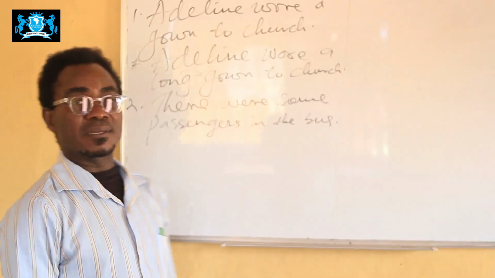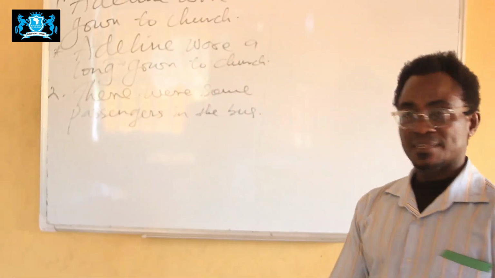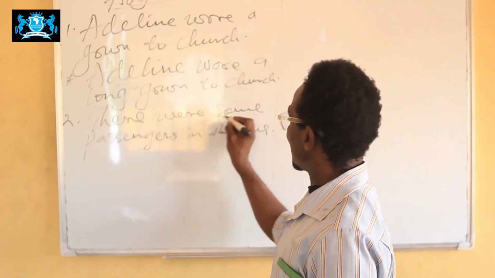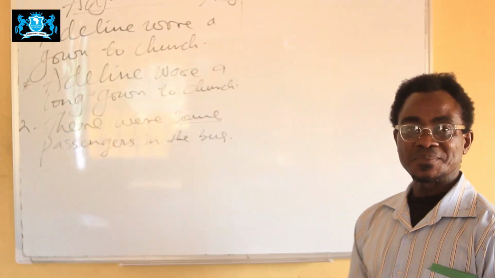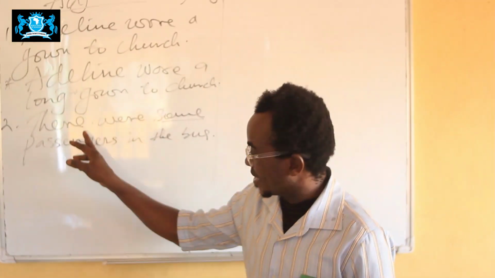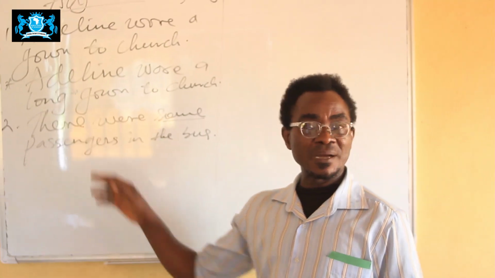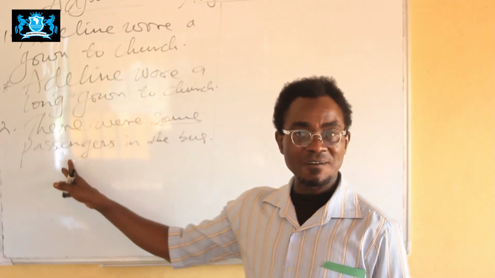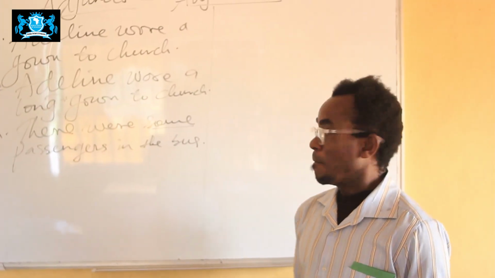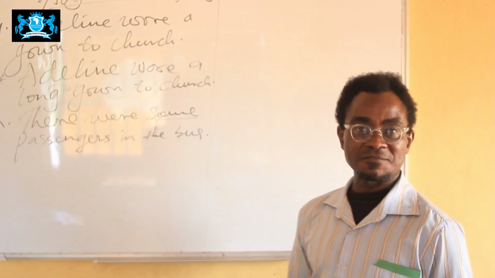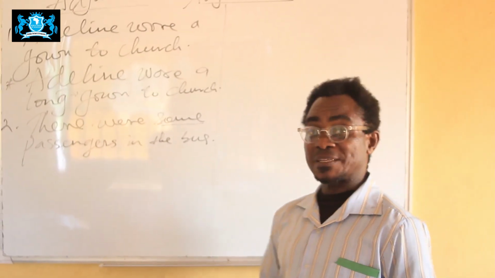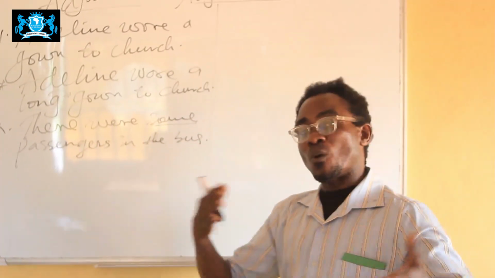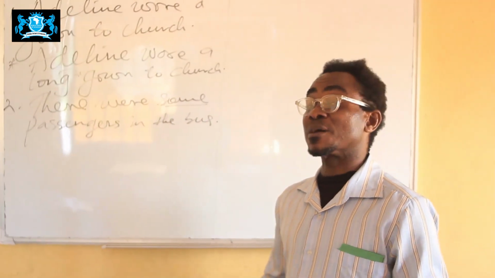It says, there were some passengers in the bus. We might as well say, there were passengers in the bus without some. But when we say some passengers, we give extra information about the noun passengers. So the word some qualifies the noun passengers. But this is not just an adjective. It doesn't just tell us more about passengers, it tells us about the number. It gives us an idea of quantity. Some passengers means more than one.